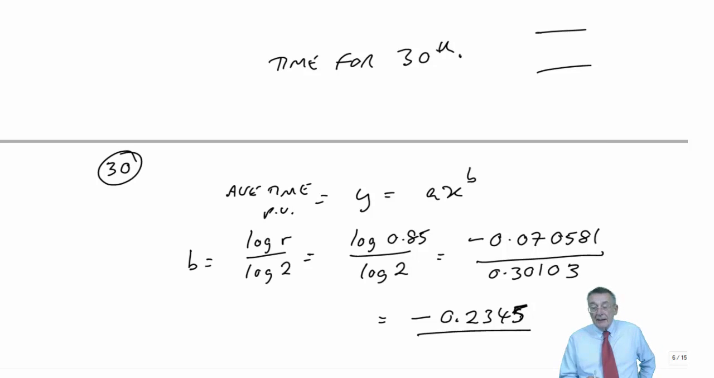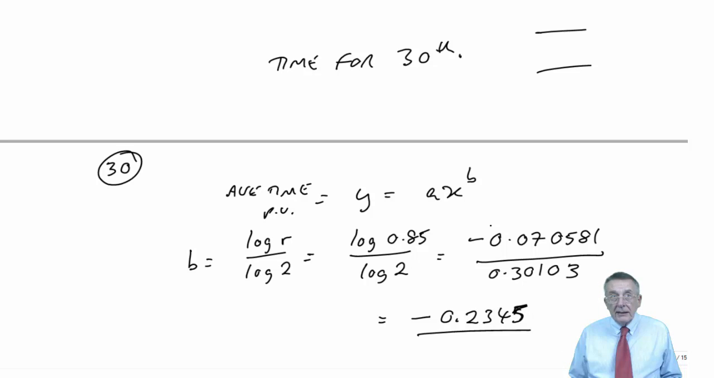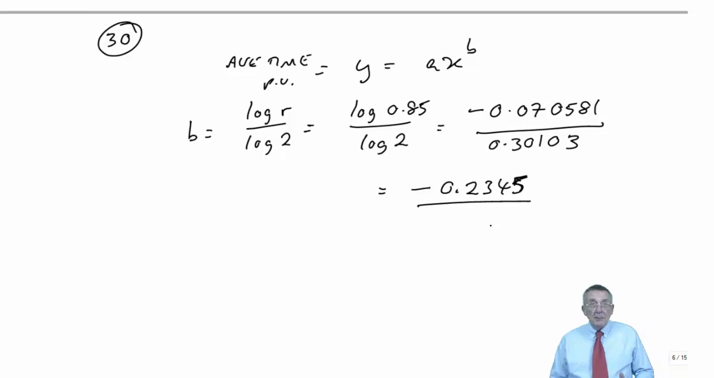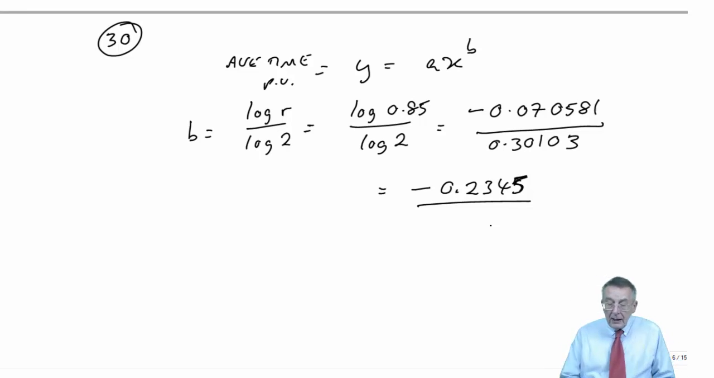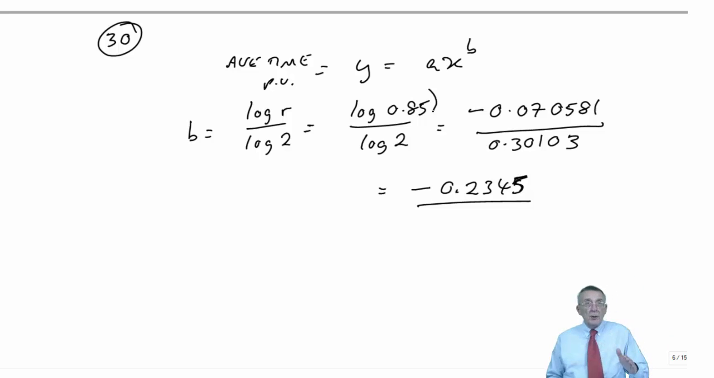Terribly importantly here, b will always be negative, and it's going to make a big difference in a minute. I don't know how much you remember from school or wherever, but because the learning rate is always going to be less than 1, it's 0.9, 0.8, or here 0.85, the log of a number less than 1 is always negative, but b is minus 0.2345.